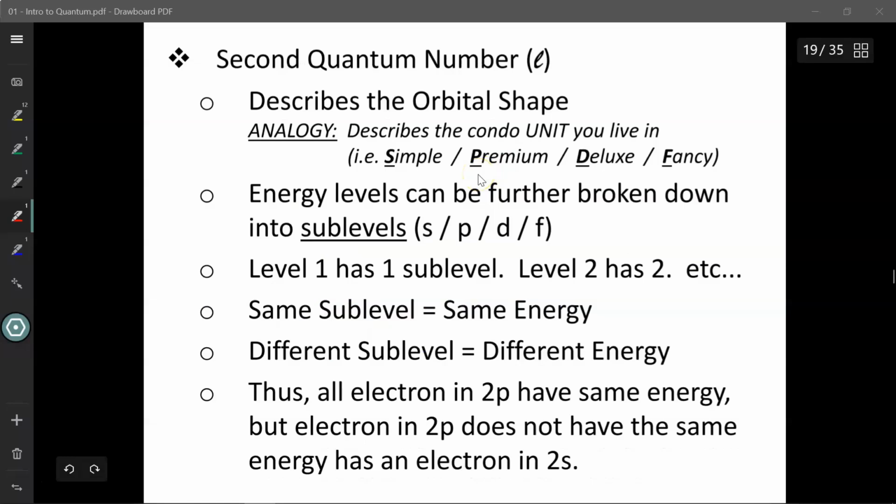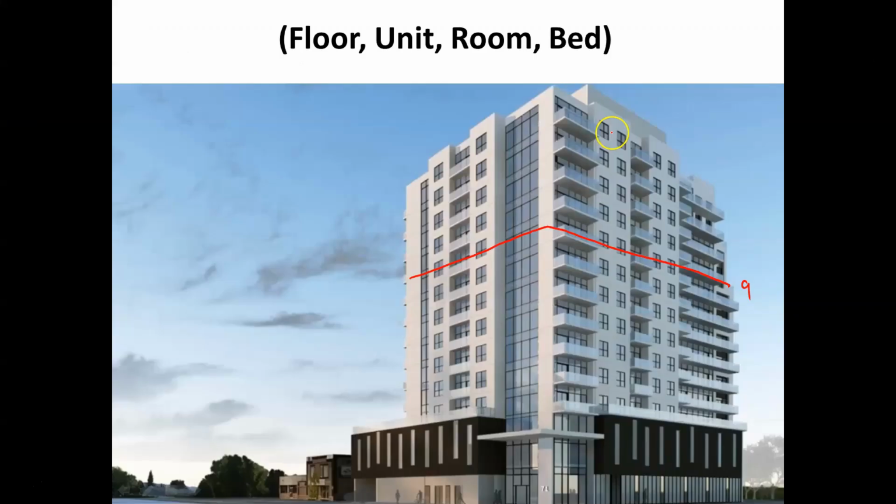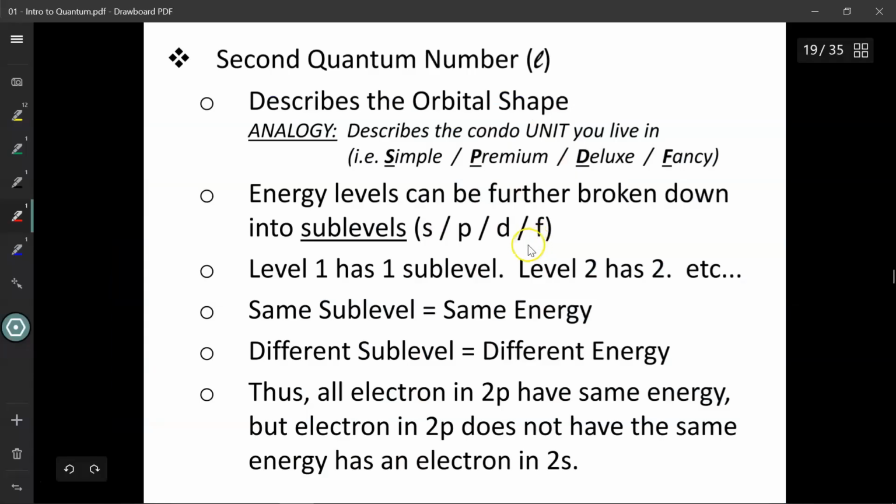Now another thing I want to mention is that generally you don't find the fanciest condo units on the ground floor. The fanciest units, like the penthouse, are typically found on the top floor. Well, similarly, you won't find the f fundamental orbitals on the first energy level. Instead, the first energy level only has one orbital type, s. Once you get to the second floor, the second energy level, you now have 2 orbital types, s and p. On the third level, you'll have 3 types, s, p, d, and on the fourth level, you'll have s, p, d, and f.